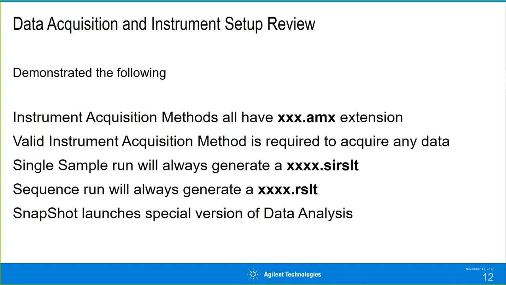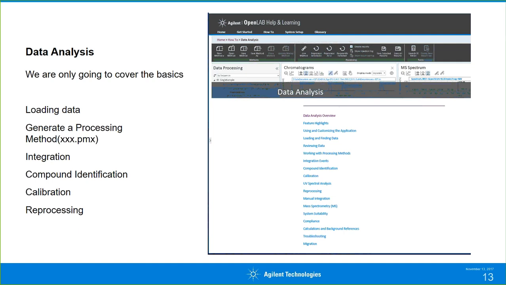All right, so for data analysis, what we're going to cover is loading the data, all right, loading single injections as opposed to loading a sequence result. All right, we're going to look at generating a process method, so creating a .pomx file. So we're not working with AMX anymore. We're working with .pomx. All right, we're going to look at integrations, how to integrate peaks, how to manually integrate, the compound identification and populating the compound table. All right, we're going to look at creating a calibration curve and then also reprocessing.